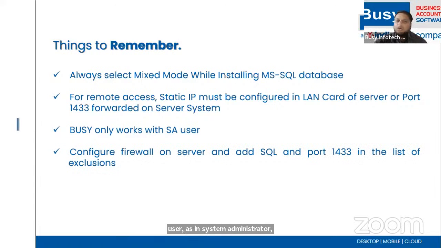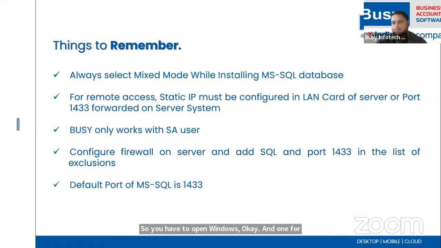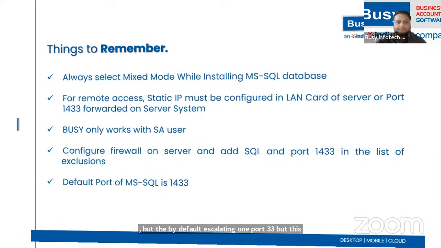Configure the firewall on the server and add SQL and port 1433 in the list of exceptions. So you have to open Windows Firewall and create inbound and outbound rules. Port is 1433, and 1433 is the default port of SQL. But you can use any other also, like 1422, 1411. But the default SQL port is 1433. If this port is used in another application, then you can use another port also.